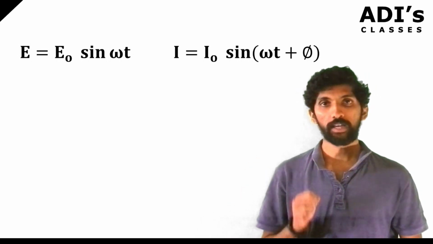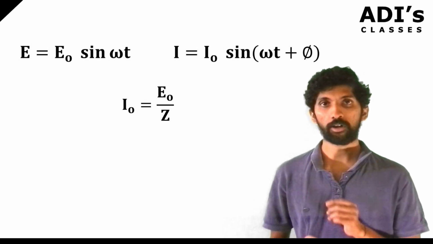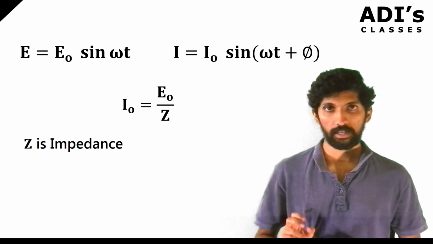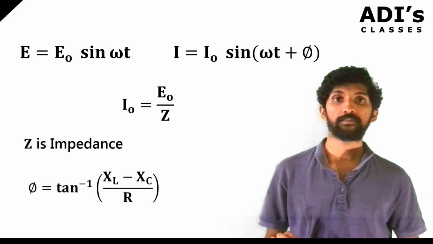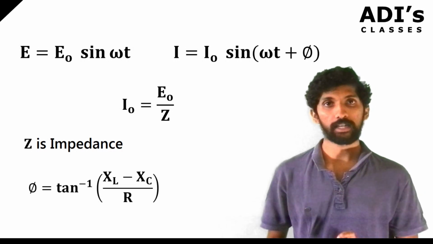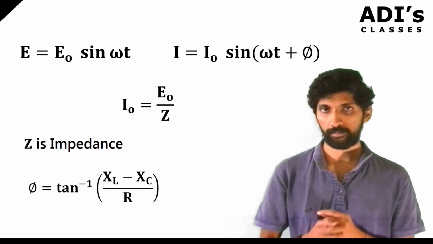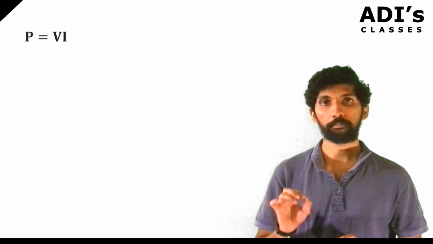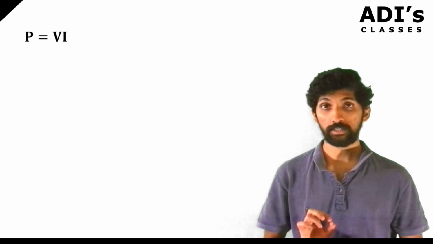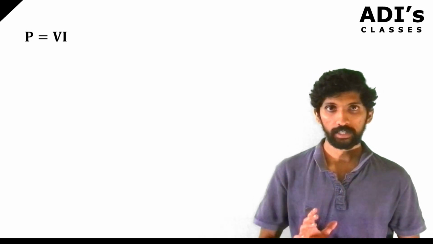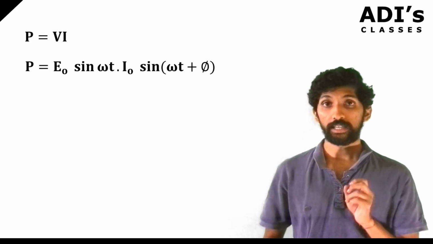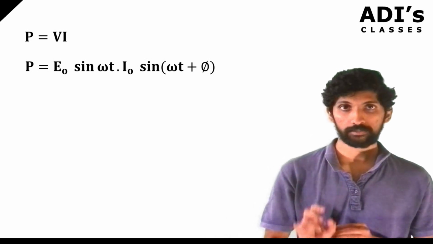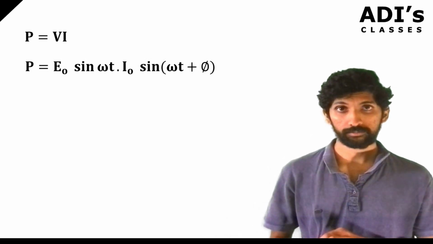Now the peak value I naught will be E naught divided by Z, correct, where Z is the impedance, and phi is given by tan inverse of XC minus XL by R, or XL minus XC by R, makes no difference. So the instantaneous power is nothing but P is equal to V into I, which in this case is E into I. So P is equal to E naught sine omega t into I naught sine of omega t plus phi, correct? So we need to multiply these two.